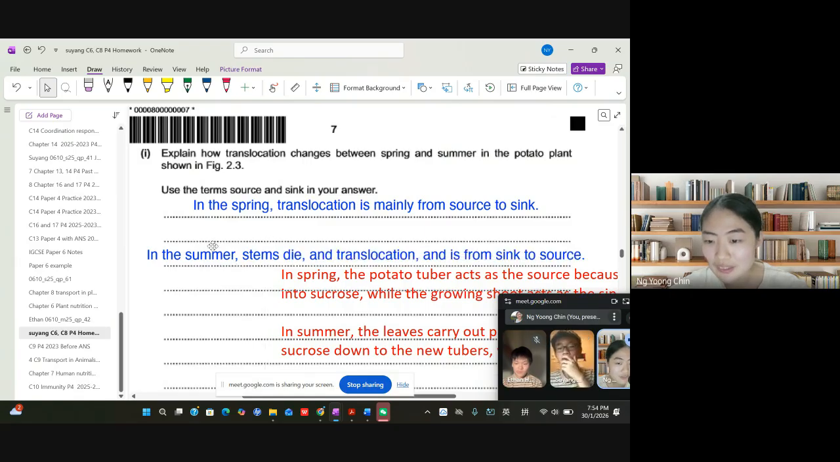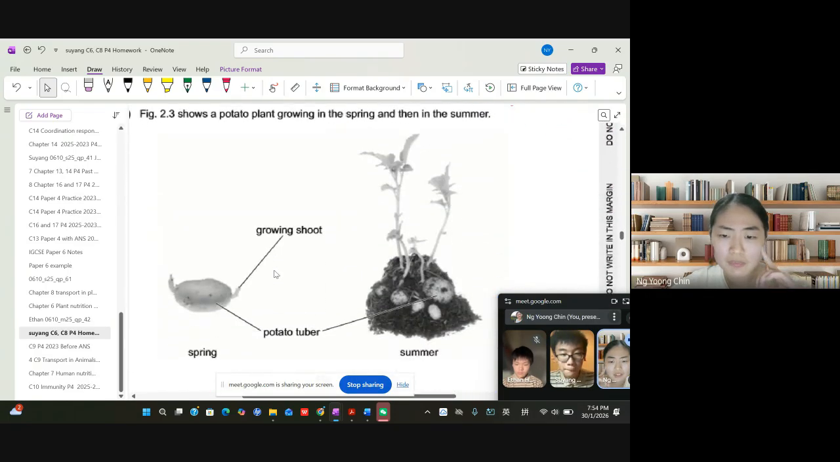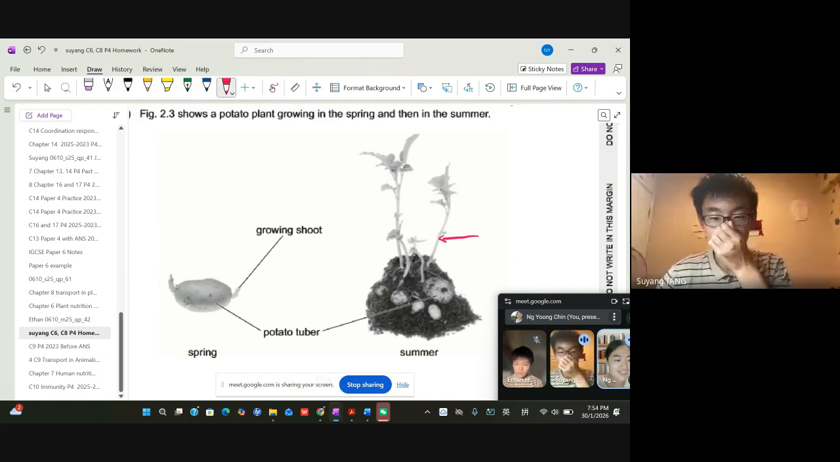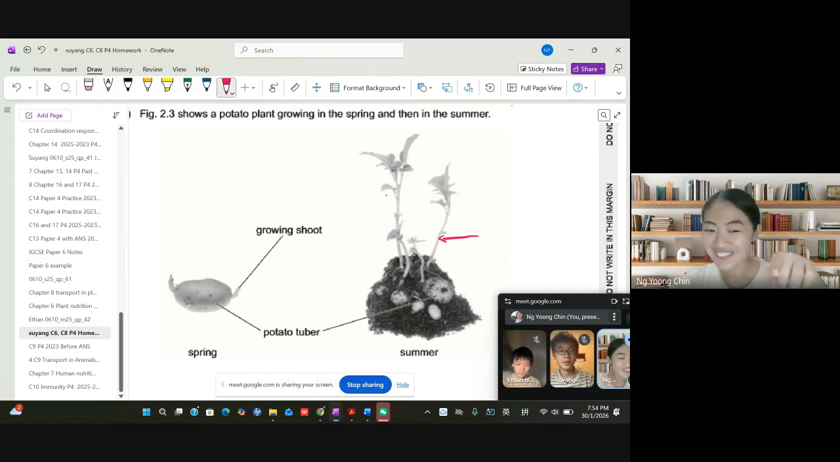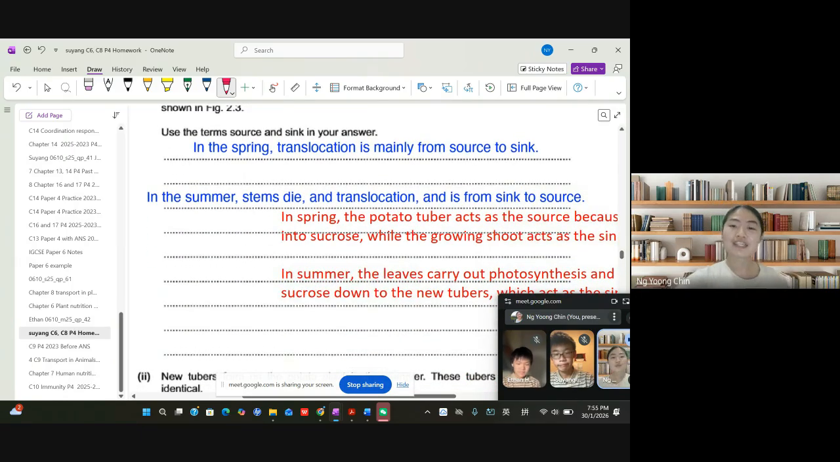Yeah, for this one. Just want to confirm: in the summer the stem die. The stem is not dying, right? See, the stem is growing, right? Okay, never mind. I think you want to write the spring. I think you wrote the wrong thing. You want to write the spring, right? Yeah, in the spring the stem die, you want to write this. Okay. So that's why be careful.